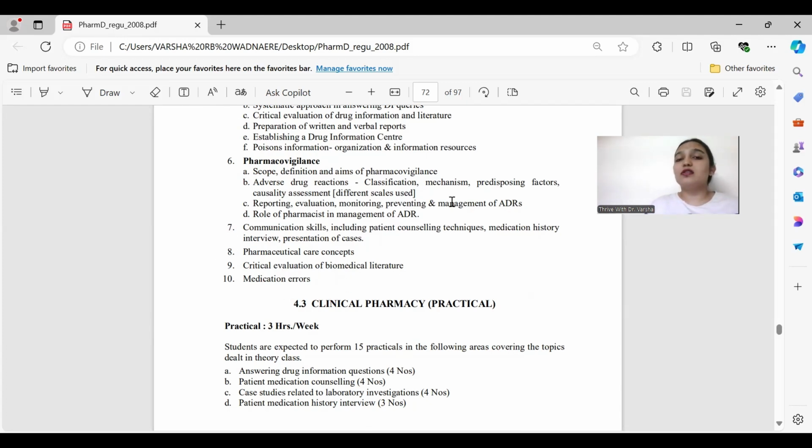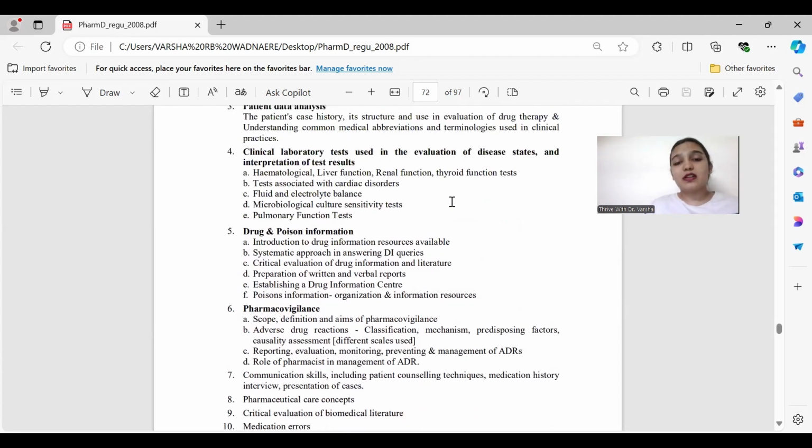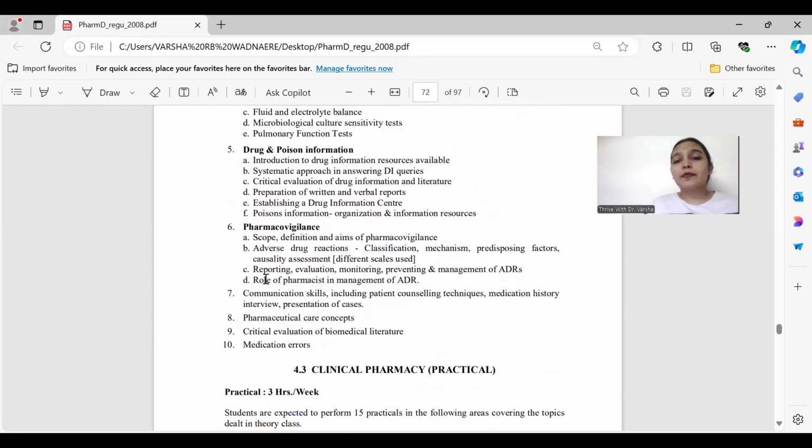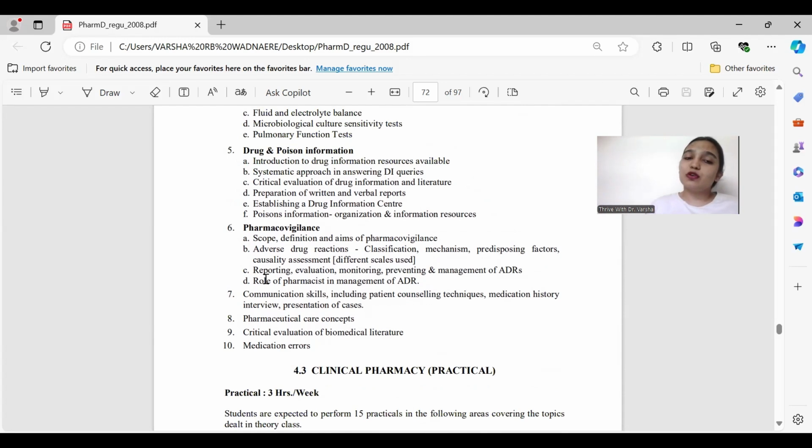So you'll be learning all this. This is a very good subject. Please learn thoroughly. You can expect 7th, 8th, 9th, all these chapters for 5 marks. And they can ask you short definitions for 2 marks from that.